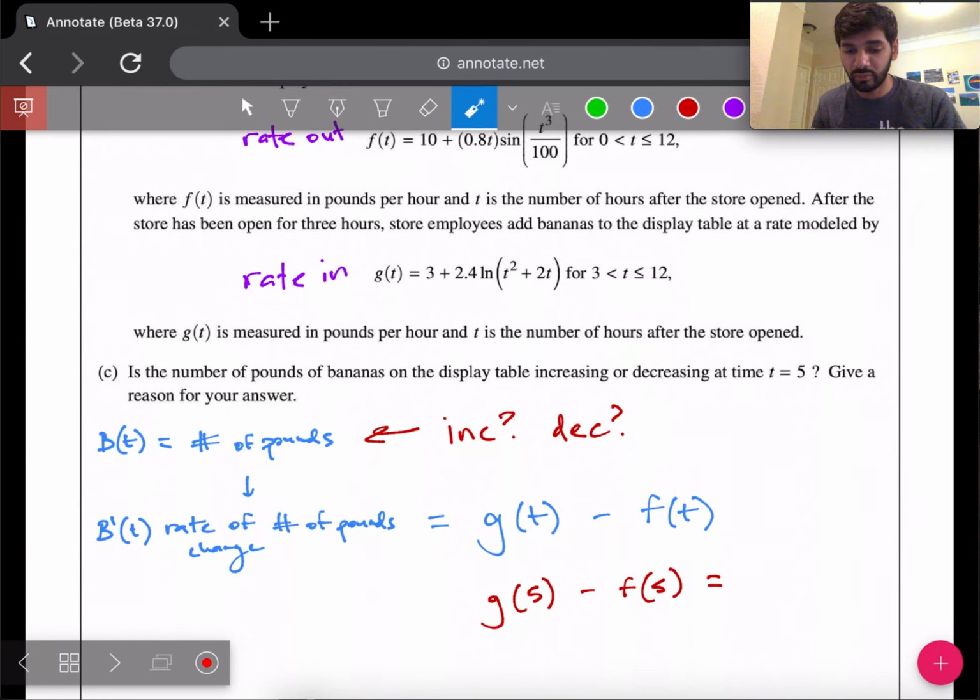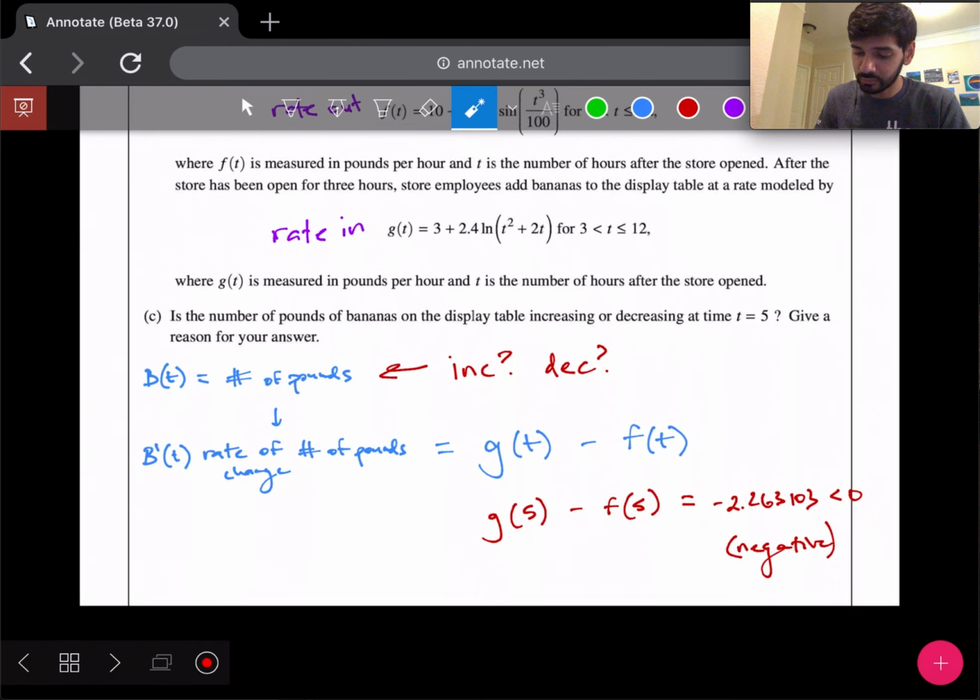So g of 5 minus f of 5, when you do that, you end up getting negative 2.263103. Okay, this value is less than 0, which means it's negative. G of 5 minus f of 5 is negative, which means that at t equals 5, the number of pounds is decreasing because its derivative is negative at that point.